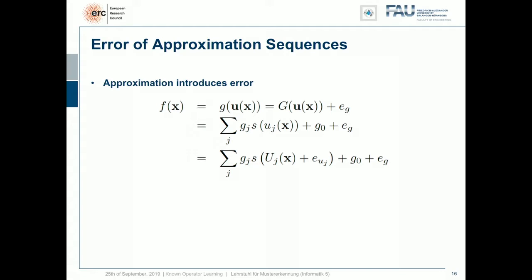And then in the last line, you see if I now approximate U as well, I'm getting this error that is caused by U in there, but it's inside the nonlinearity. Yeah? It's inside of S. And so it's difficult to actually figure that out or to pull it out because we don't know what the nonlinearity is doing to our error. So what we can do now is we can't pull it out, but we can look at bounds.